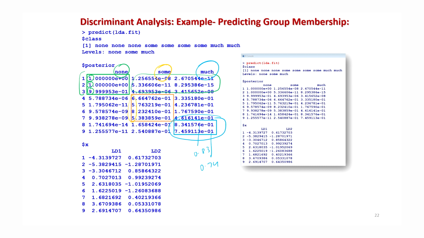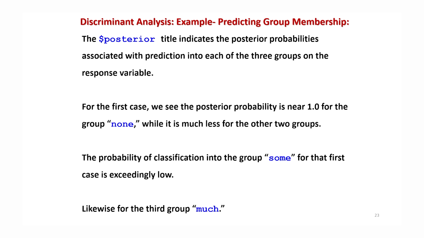The 4th, 5th, 6th, and 7th observations go into category 2, which is called here some, and the remaining 2 observations, 8 and 9, go into the third category, which is here much. And these are the scores that you can obtain. Right. So now this is what I am trying to explain to you in very simple language.